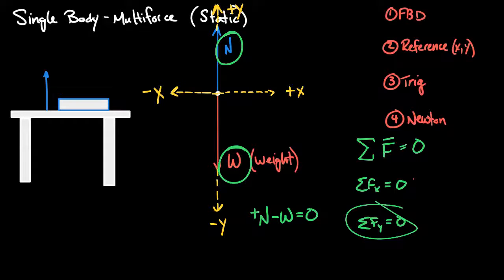Can you repeat that last part? Yeah. I start with n. It's pointed in the positive y direction, so I put positive n here. It represents a force in the y direction. Next, the weight, which is also in the y direction but is aimed downwards, requires that I make it negative.